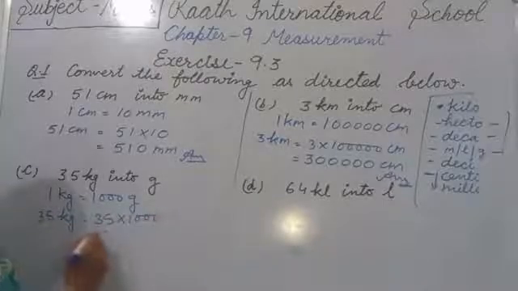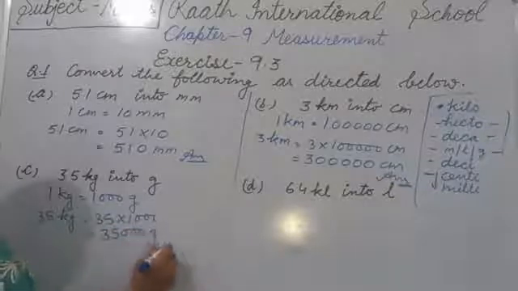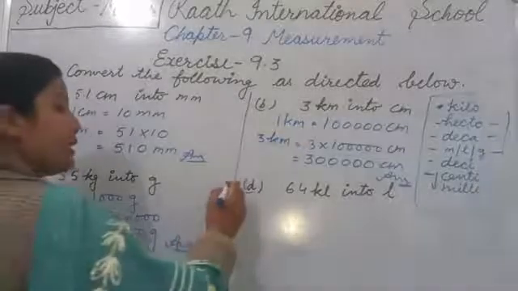So it's become 35,000 gram. That's your answer. It's very simple. Now it's D part. This is also very simple.